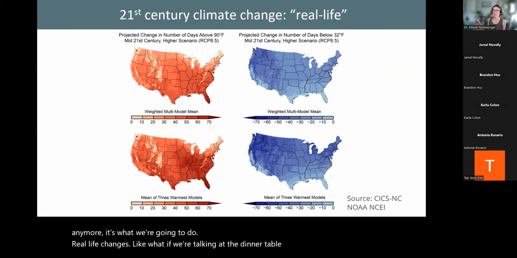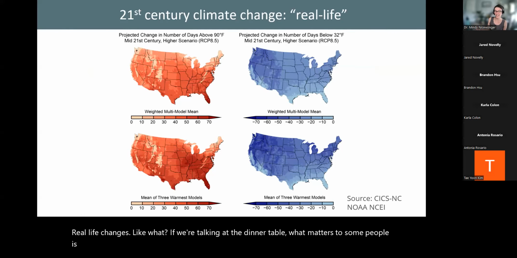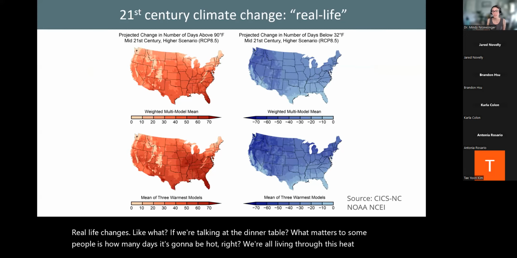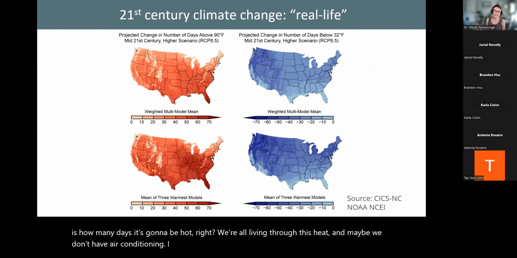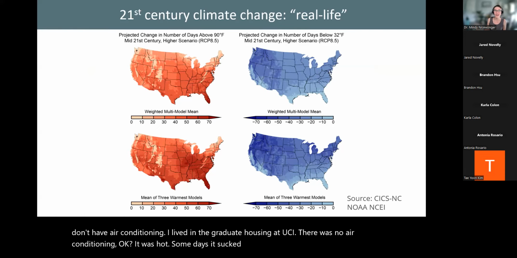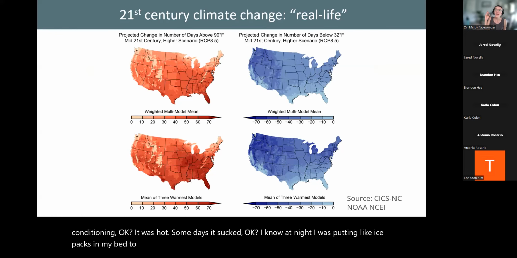What matters to some people is how many days it's going to be hot, right? We're all living through this heat and maybe we don't have air conditioning. I lived in the graduate housing at UCI. There was no air conditioning, okay? It was hot some days. It sucked. Okay, I know at night I was putting ice packs in my bed to try to cool off. That is the reality of a future with a warming planet.